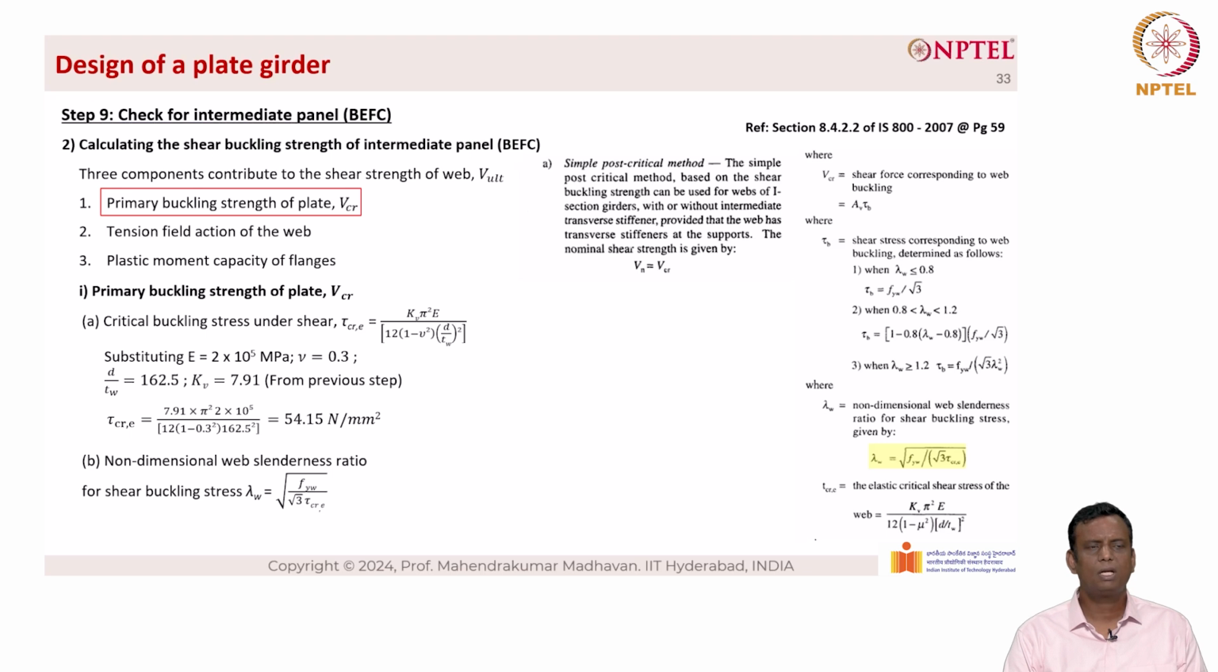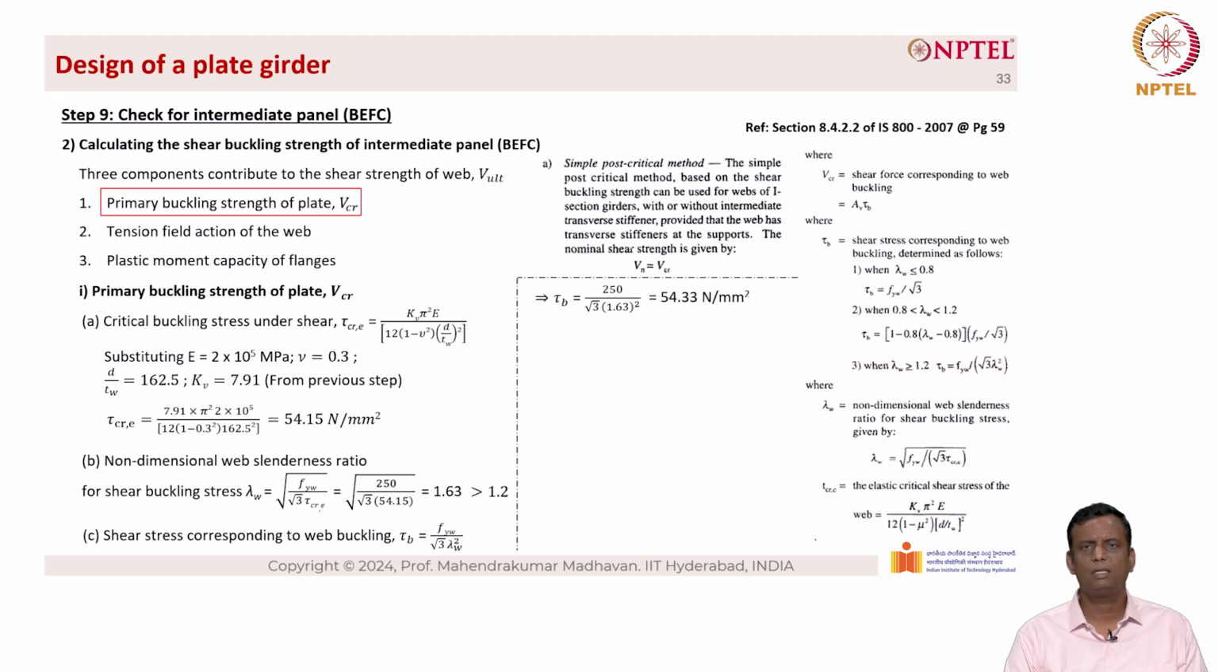Now we have to calculate lambda sub W, which is the non-dimensional web slenderness ratio. Lambda sub W is given as root of FYW divided by root 3 into tau critical E, whose value is 250 divided by root 3 into 54.15, which gives rise to the value of 1.63. Now 1.63 is greater than 1.2, so we use the equation on the right hand side, which is the third equation highlighted in yellow color. When lambda sub W is greater than 1.2, tau sub B equals FYW divided by root 3 into lambda W square. So when we do so, we get tau sub B equal to 54.33 Newton per millimeter square.